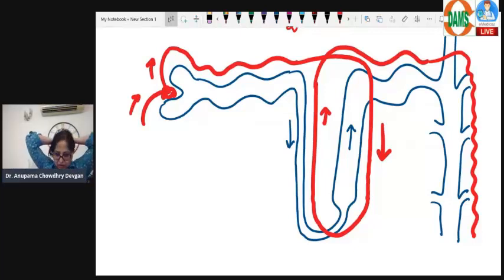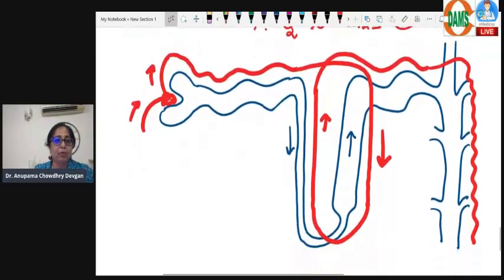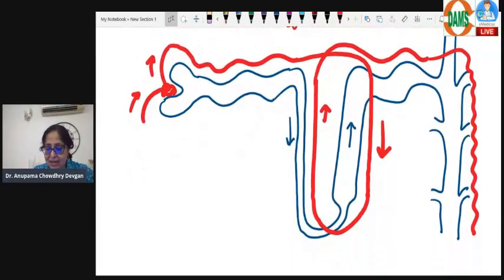The two limbs of Vasa recta are countercurrent with each other and with the loop of Henle. Second, a very slow rate of Vasa recta blood flow. Number 3, I told you this is the only supply of blood and therefore oxygen to the medulla. Right? These are your important points about Vasa recta. Now, what is the significance of this countercurrent mechanism?